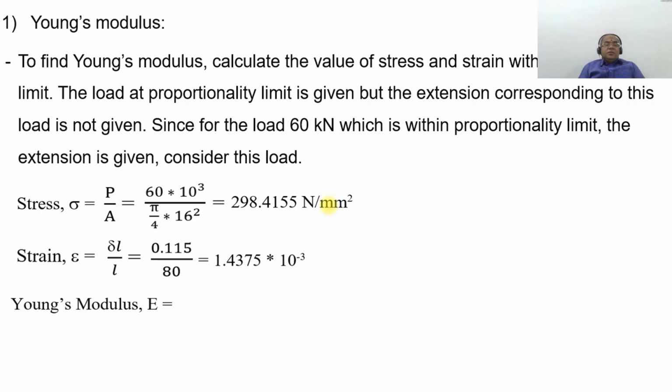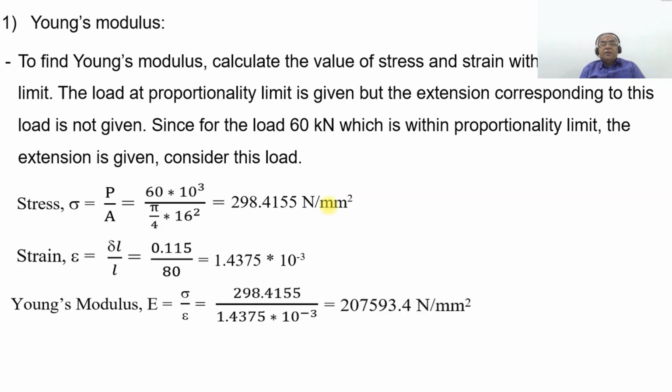So since we need to find the Young's modulus within the proportional limit, E will be equal to stress by strain. Substituting the values of stress and strain, 298.4155 divided by 1.4375 into 10 to the power of minus 3. On simplification, you will get that value as 207,593.4 Newton per mm square.